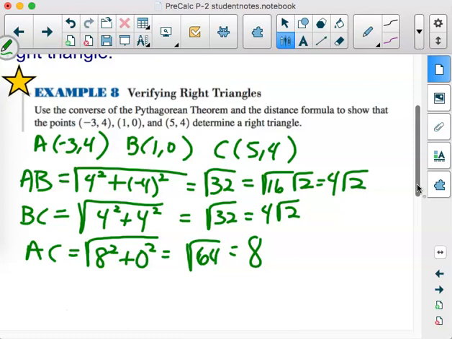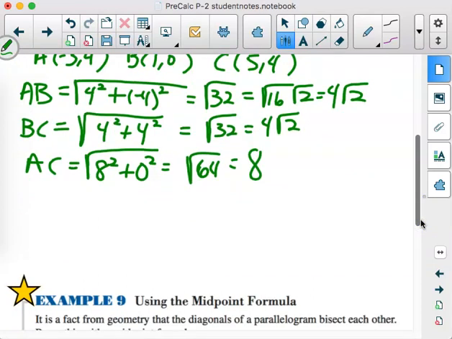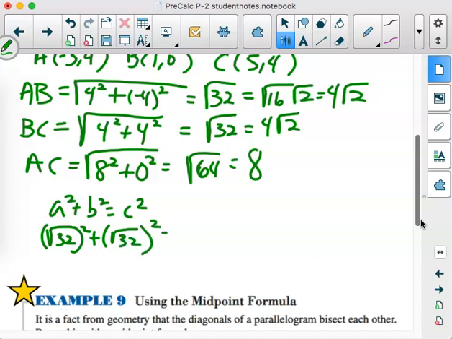We are supposed to prove or verify that this is a right triangle. So it has to work in a squared plus b squared equals c squared. So now I think logically. I don't want to use 4 square roots of 2 in there. Here's why. I'd have to square 4 square roots of 2, and that means doing a 2-step process. I have to square the 4, and I have to square the square root of 2. It's much easier to just go back to the square root of 32 and say the square root of 32 squared plus the square root of 32 squared, does that equal 8 squared?